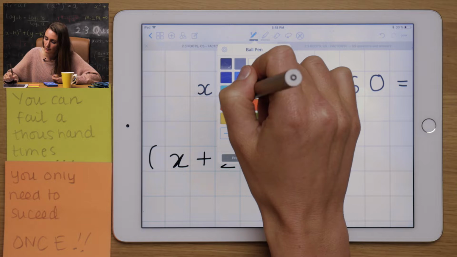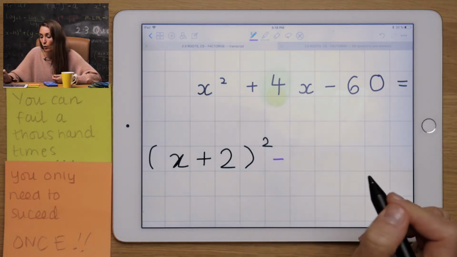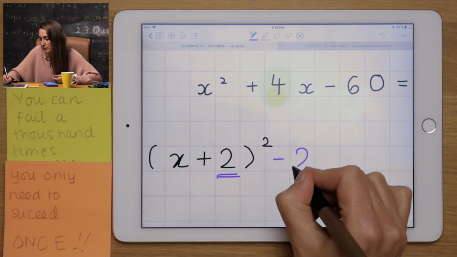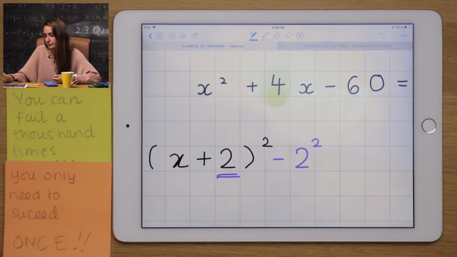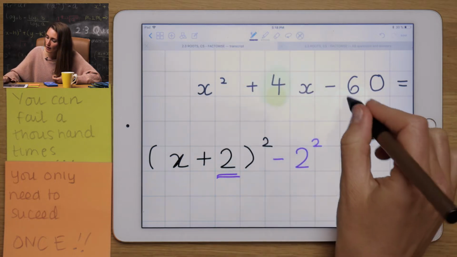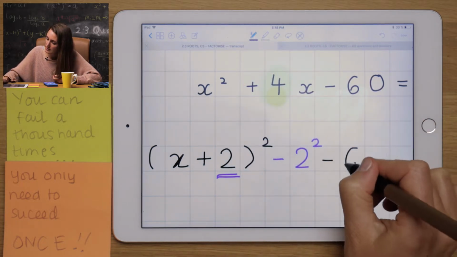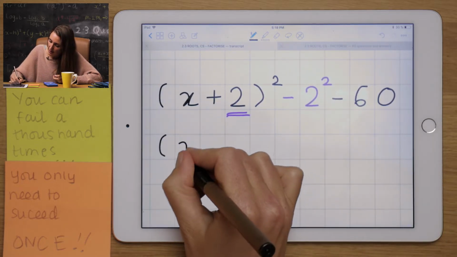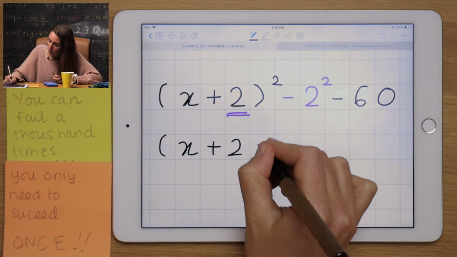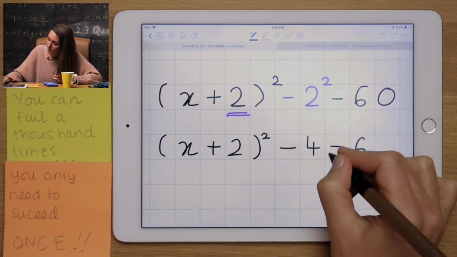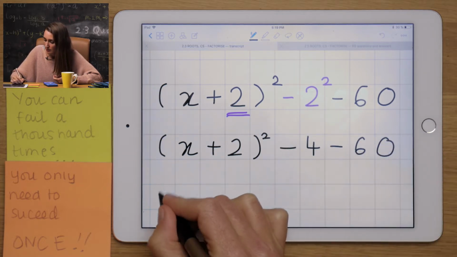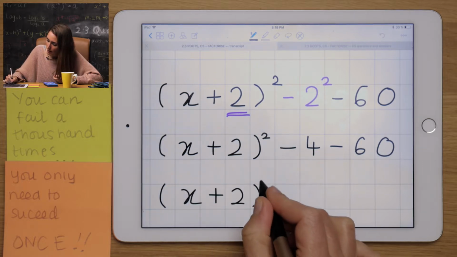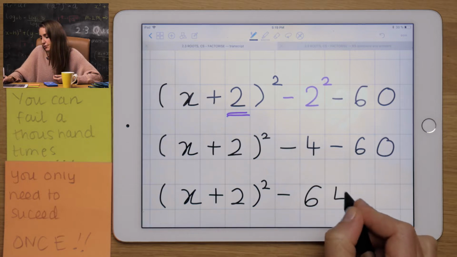Now this is the tricky bit. You need to subtract, and it's always subtract, this number, whatever number you've put here, squared. Then you're going to write underneath your minus 60. So in this case, it's x plus 2 squared minus 4 minus 60. So I've got x plus 2 squared minus 64.